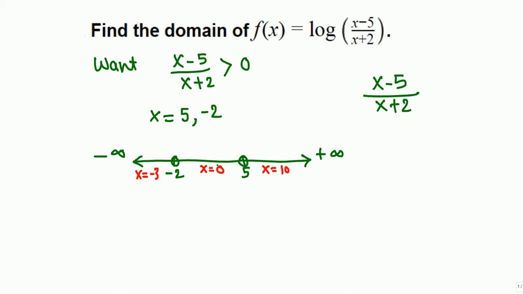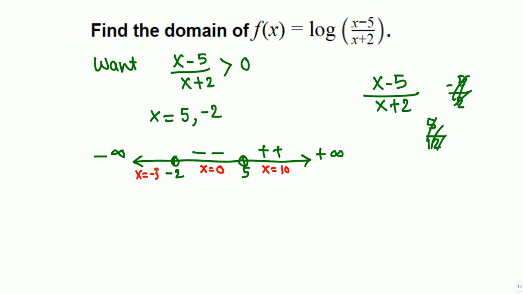Let's plug in 0 because it's easier. 0 minus 5 on the top, 0 plus 2, 2, so this is -5/2. When we plug in 0, we get a negative number, so I'm going to denote that by "negative." Or you can write just 1 or 3, it doesn't matter. Let's try 10. 10 minus 5 over 10 plus 2, 12. So 5/12, this is a positive number.